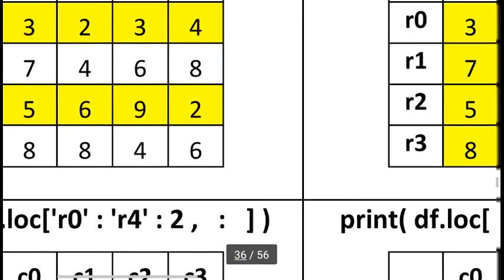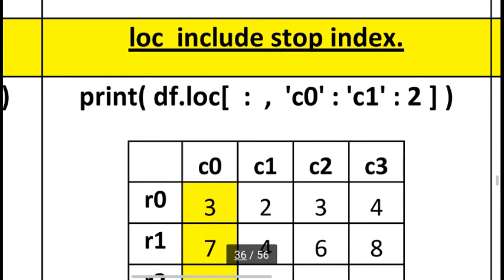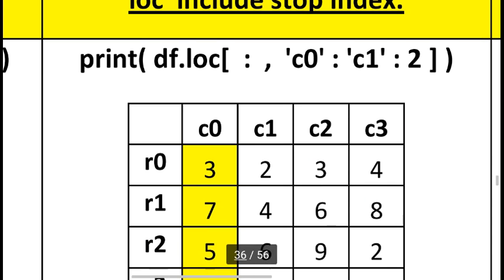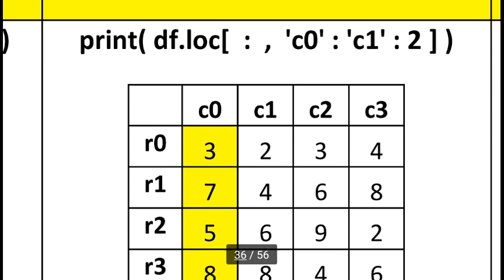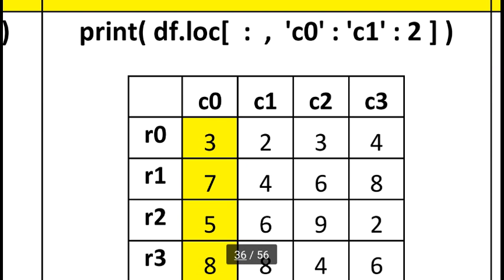Okay, students. So the same thing we can use for gap between two columns using the stop index. df.loc[:, c0:c1:2], where colon means all the rows. So you can see here it includes c0 colon c1, but here I am using a two-step column gap, so the output is only the c0 result.